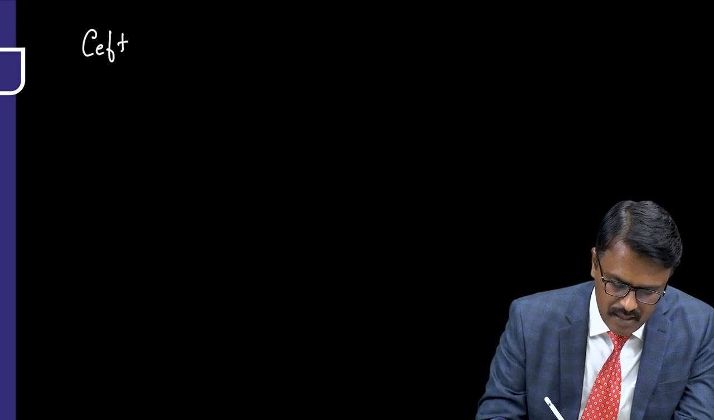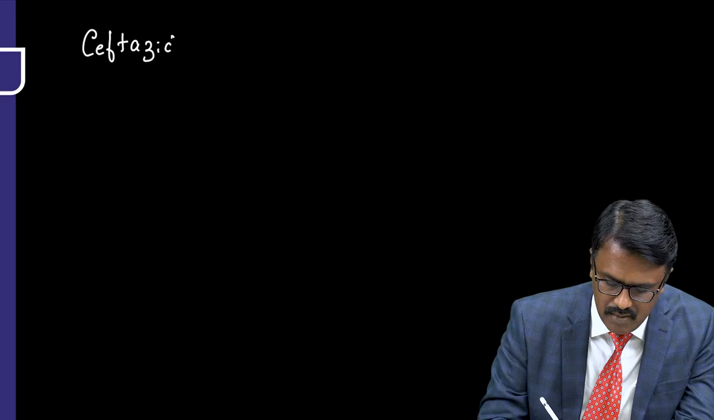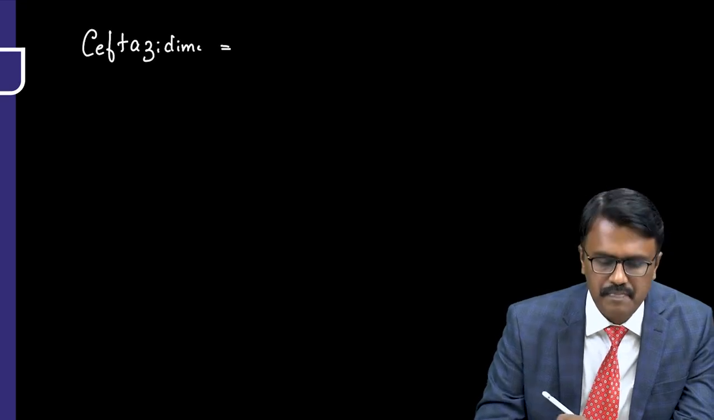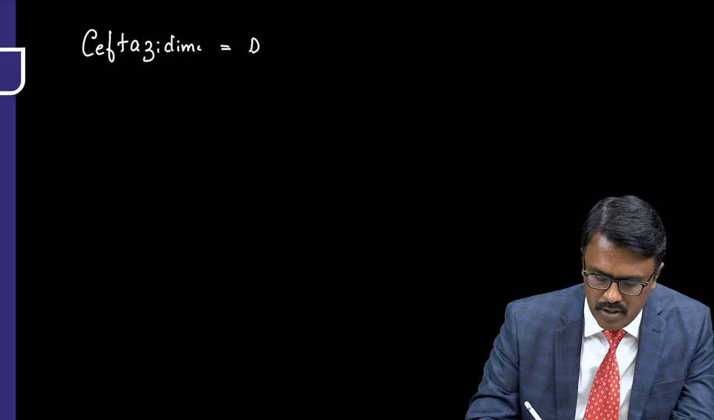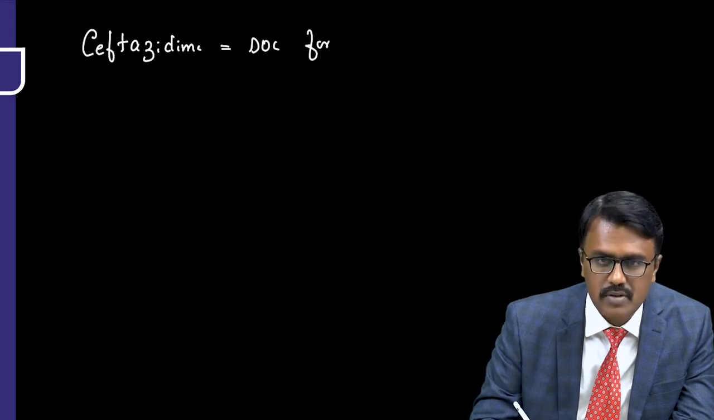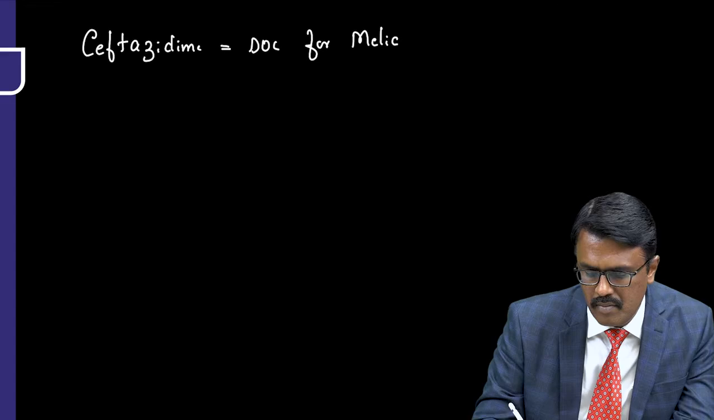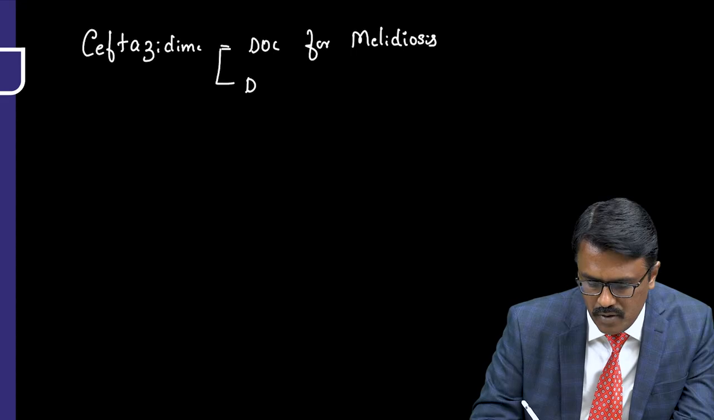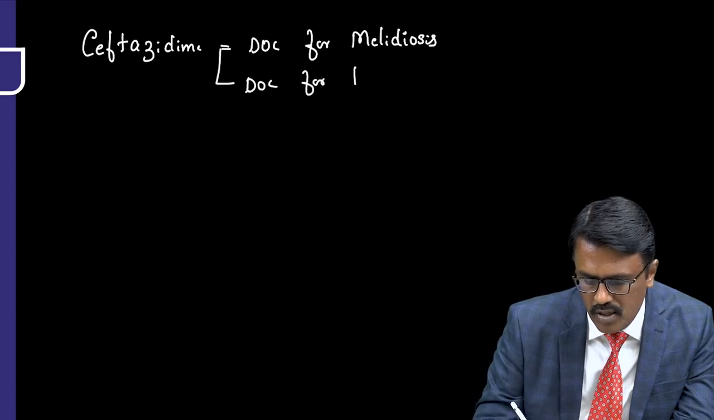Okay. Now moving on to the next important drug, the name is ceftazidime. So it has Z in the name. Will it cover Pseudomonas? Yes. It is a drug of choice for melioidosis, and also a drug of choice for Pseudomonas.